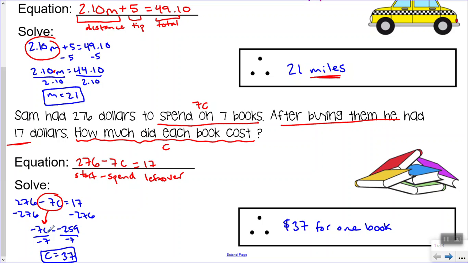So we have -7C equals -259. Then remember that when I have a coefficient next to a variable, that means multiplication. So we undo that with division and we get 37. This means that the cost for 1 book is $37.